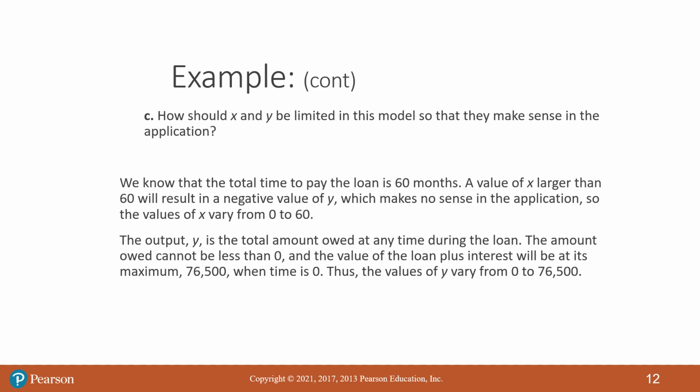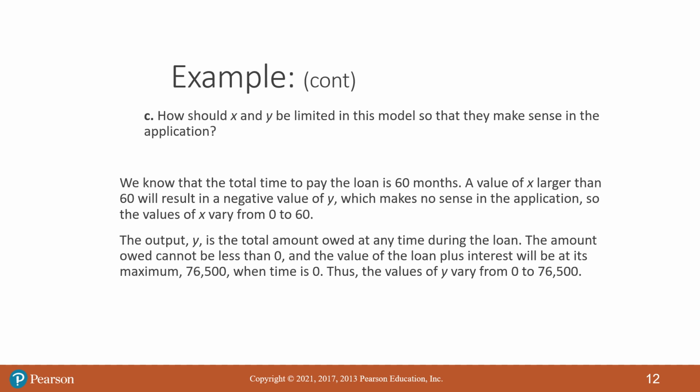How should x and y be limited in this model so that it makes sense in the application? Well, we know that the total time to pay off the loan is 60 months. A value of x larger than 60 will result in a negative value of y, which makes no sense in the application because I'm not going to continue to pay on a loan that I have paid off. So, the values of x vary from 0 to 60. That's kind of your domain, right?